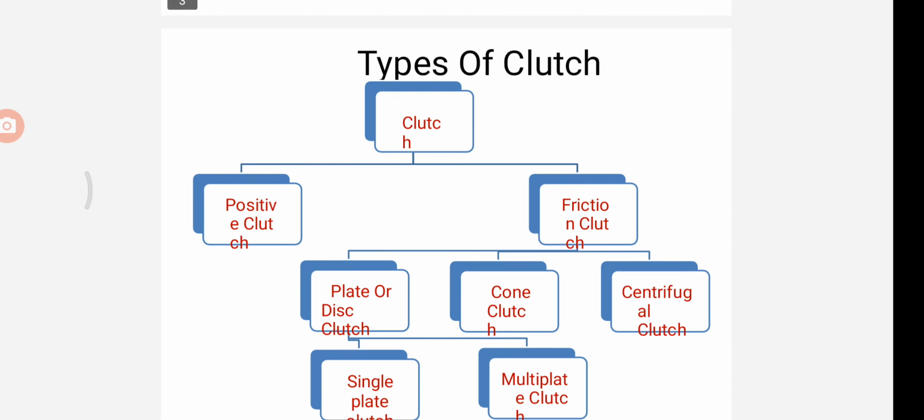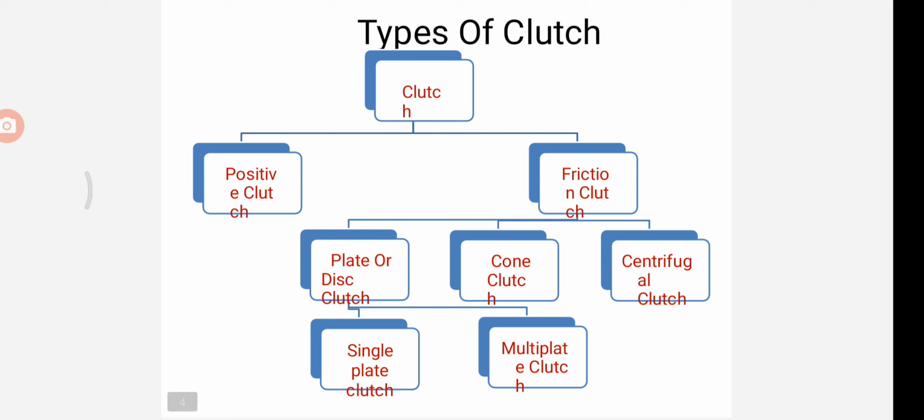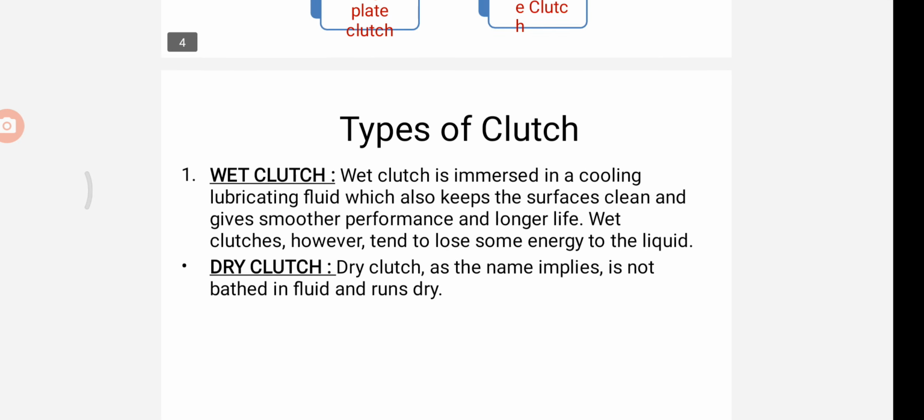So there are many types of clutches. What are the types of clutches? The positive clutch, friction clutch, plate or disc clutch, cone clutch, centrifugal clutch, single plate clutch and multi-plate clutch. So these are all types of clutches.